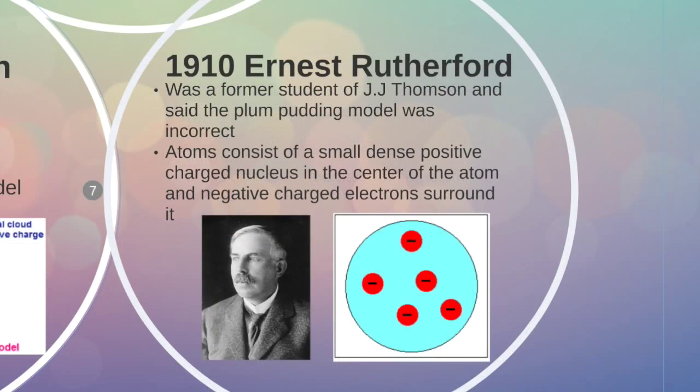In 1910, Ernest Rutherford said the pudding model was incorrect for J.J. Thomson. Ernest believed that atoms consist of a small, dense, positively charged nucleus in the center of the atom, with negatively charged electrons surrounding it.